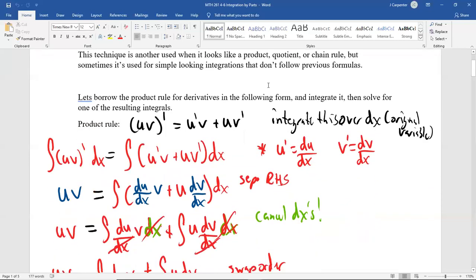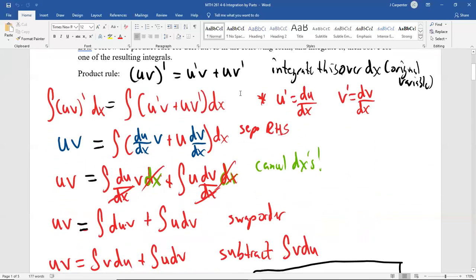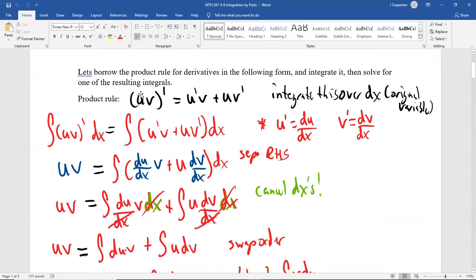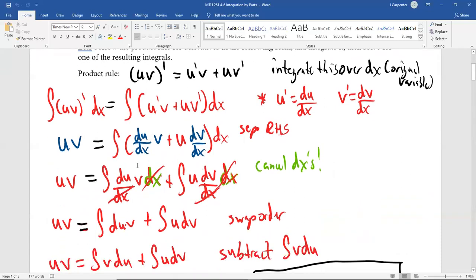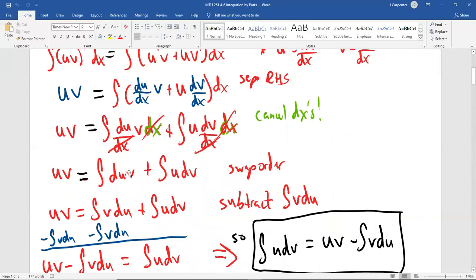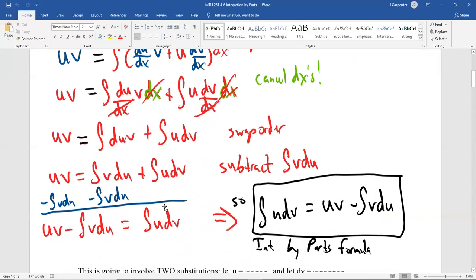So we did the proof last time. I'm not going to discuss the proof again. You can see that in last class's lecture, but the general idea was you take the product rule for derivatives and you integrate it, and then you solve for one of the things on the right-hand side. And after you do all the stuff that you do in the solving process, you end up getting this formula.